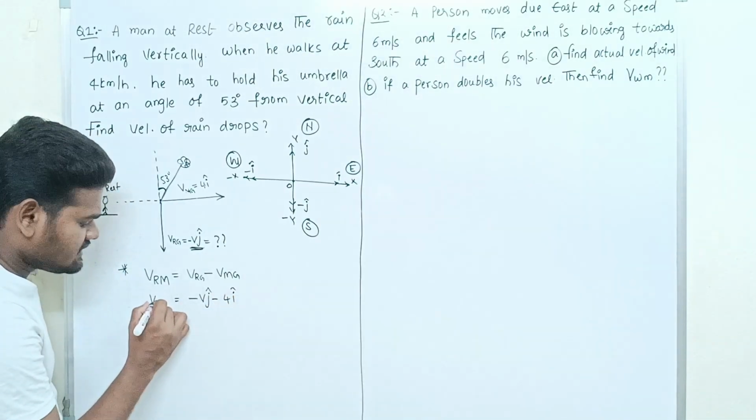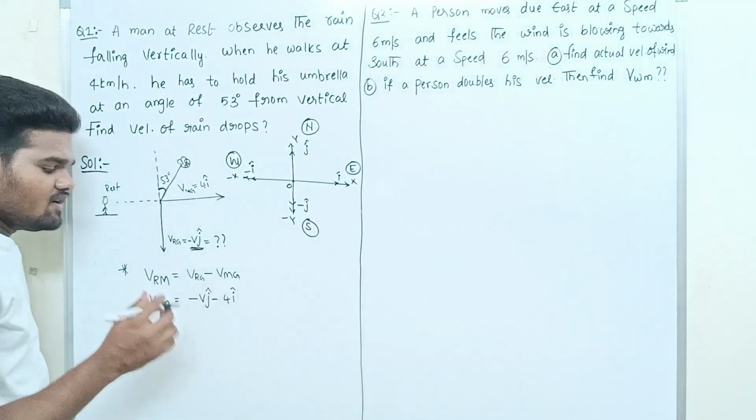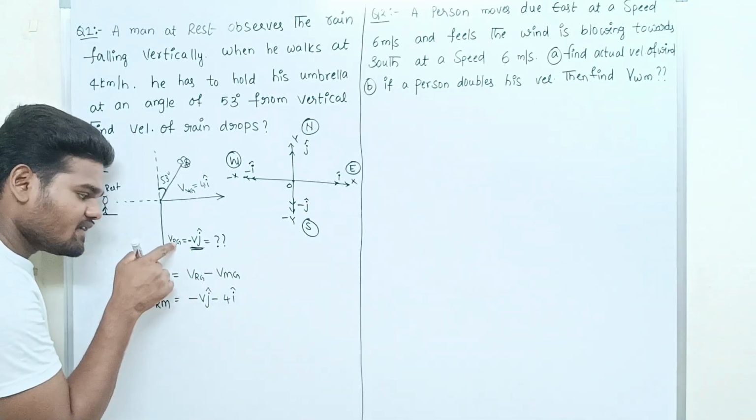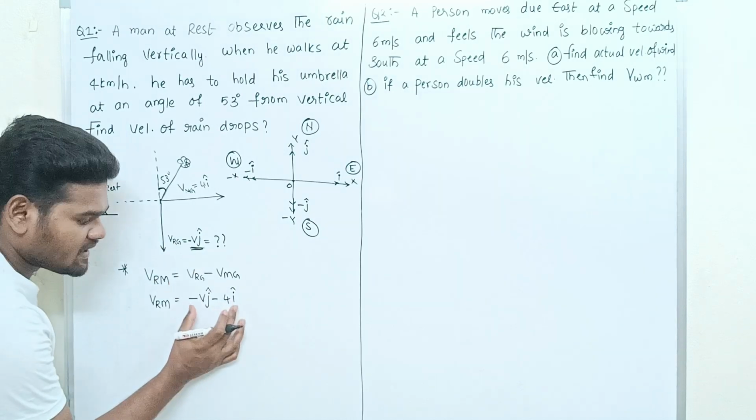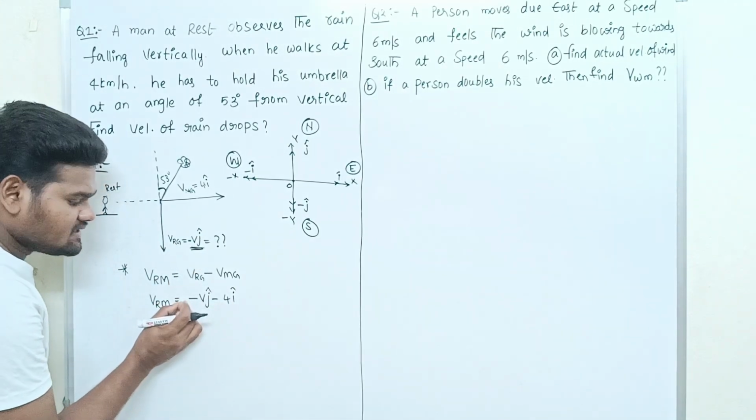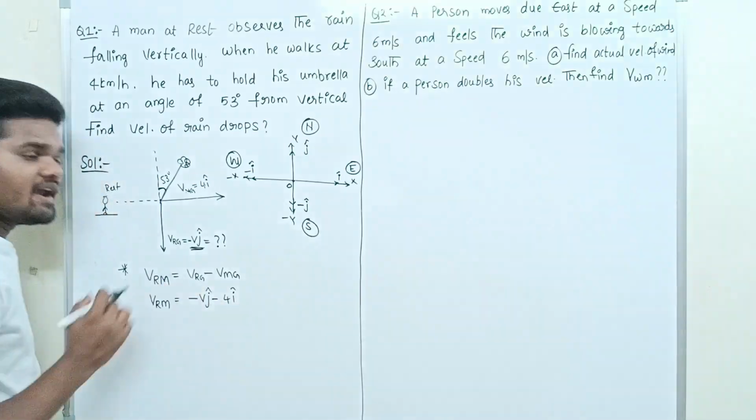So what is this? Velocity of rain with respect to man. What we have to find? We have to find v value. V is equal to how much? Velocity of rain with respect to ground is equal to how much? So have a look. Here we got the velocity of rain with respect to man is equal to minus vj cap minus 4 i cap.